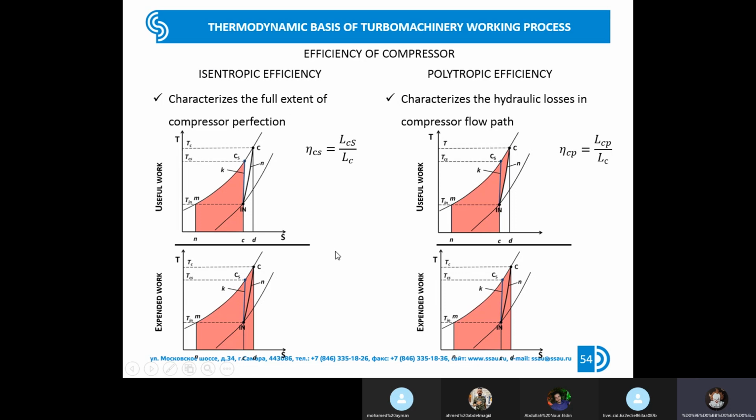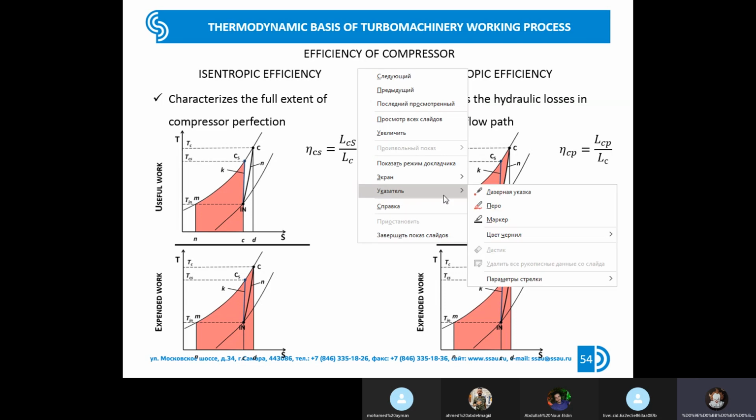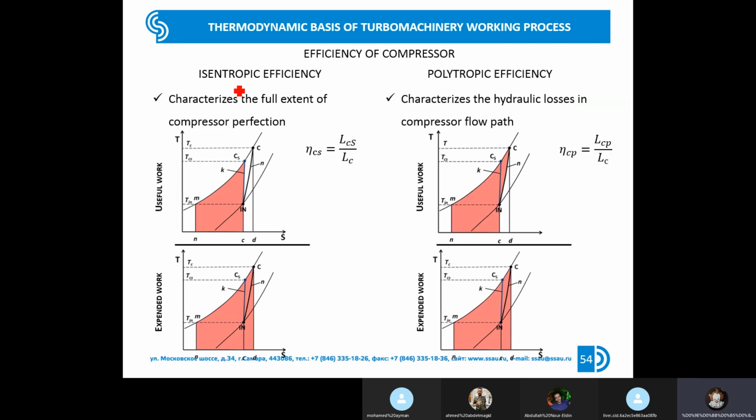So what is the isentropic efficiency? We divide the work of ideal compression by all the specific work which was spent in our process. And this type of efficiency is most useful in real practice.